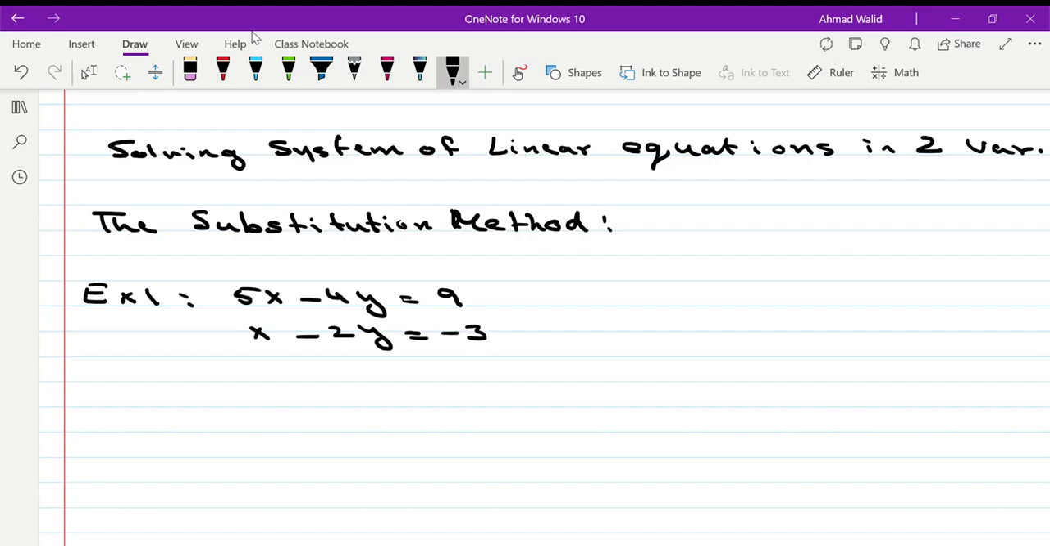Usually do this. Name your equations always. You can name them A, B, C, or you can name it equation number 1. This is equation number 2. Please name your equations to be very clear what you are doing. In the substitution method, we solve one of the equations for one of its variables.